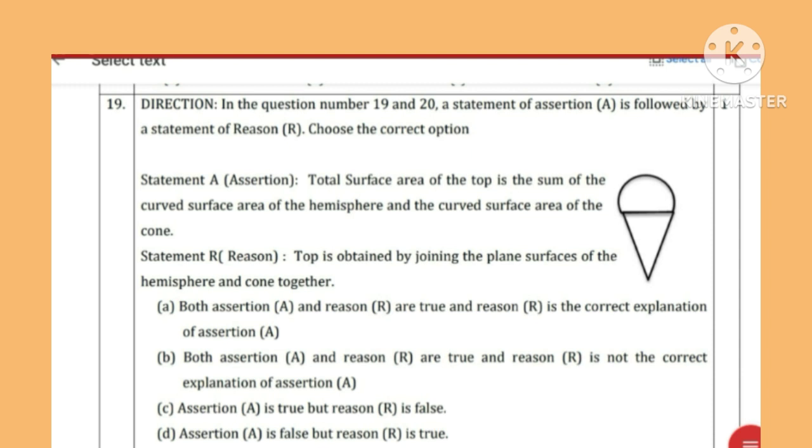TSA of top is sum of the CSA of hemisphere and CSA of cone. Is it true? Yes. So assertion is true. Reason says top is obtained by joining plane surfaces of hemisphere and cone together. Is that true? Yes. So this is also true. अब A और B में से एक हमारा आंसर है since both are true. तो क्या जो reason है वो correct explanation है assertion की? Yes, because हमने दोनों के plane surfaces को join किया है इसीलिए उनके curved surface areas जो हैं वो total surface area बना रहे हैं इस top का. top यानी कि लट्टू जिसे हम कहते हैं हिंदी में. तो इसका मतलब A हमारा right answer हो गया.